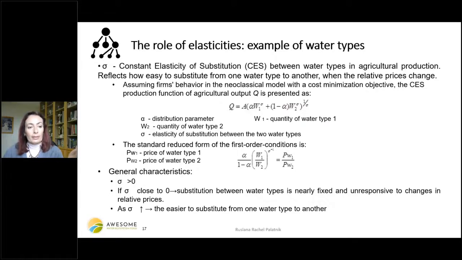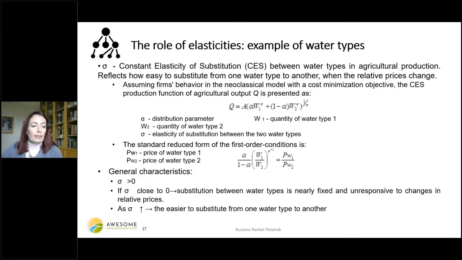We expect that if water types are substitutable, if it is possible in general to substitute between natural waters and desalinated water, then sigma should be positive, okay? Because if the price of natural water increases, we switch to the other type, desalination, and the other way around, okay? Now, if sigma is close to 0, then the substitution between water types is nearly fixed or unresponsive to the changes in relative prices.